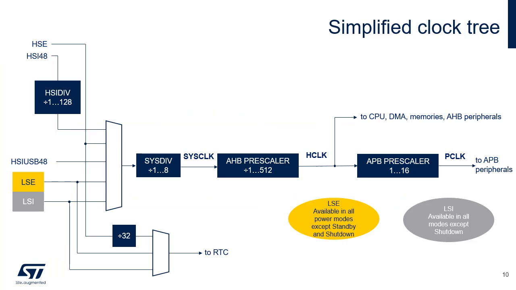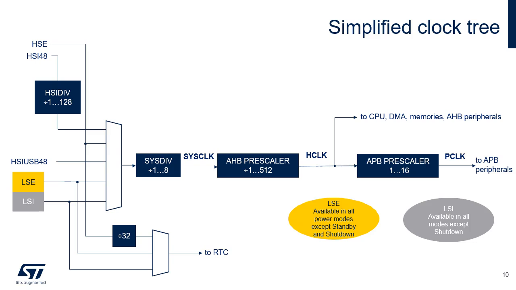The system clock can be derived from the high-speed internal 48 MHz RC oscillator, HSI48, or the high-speed external 4 to 48 MHz oscillator, HSE. In STM32C071 microcontrollers, an additional 48 MHz oscillator, called HSI USB 48, is available for USB crystal-less application. The system clock, called SysCLK, can be derived from HSI USB 48.